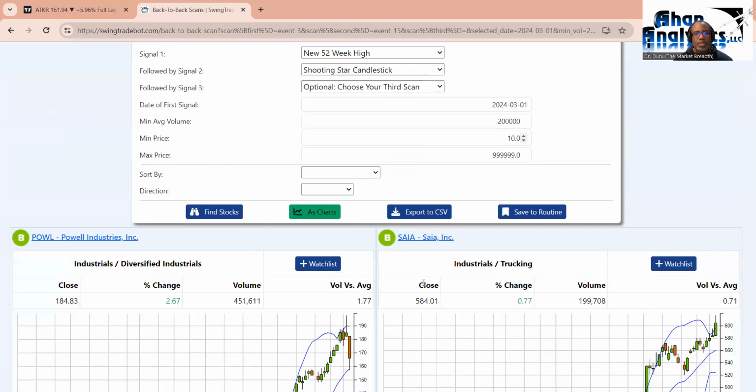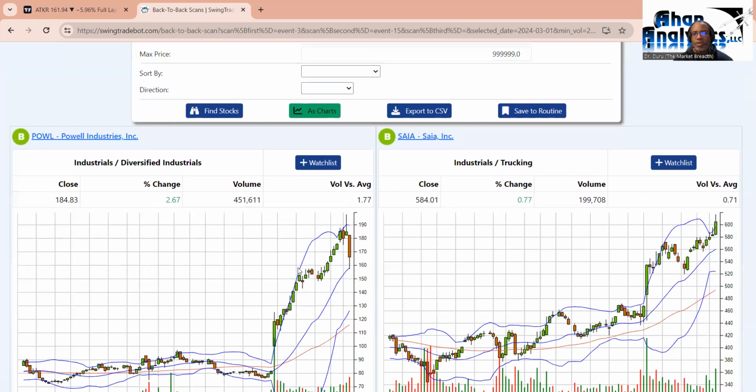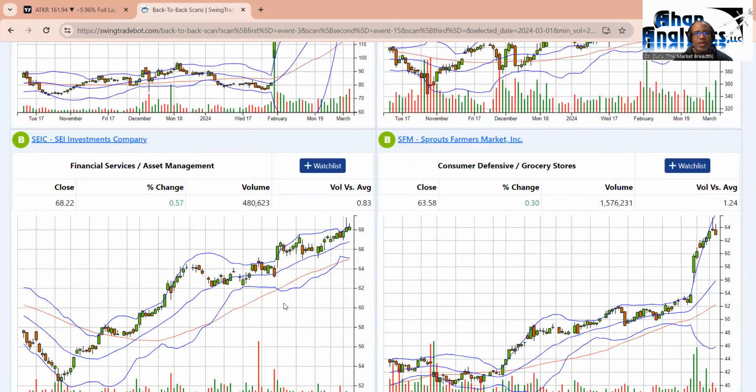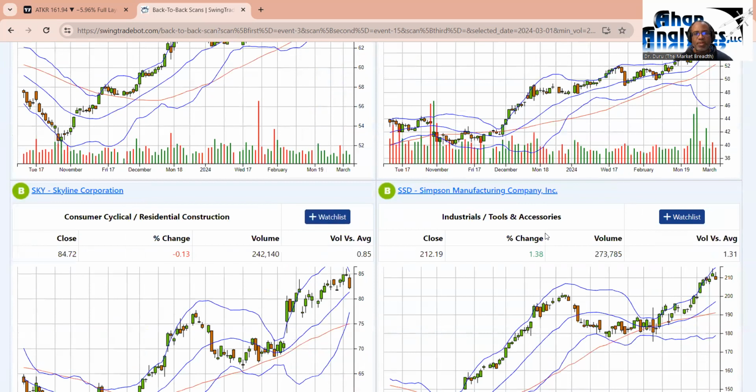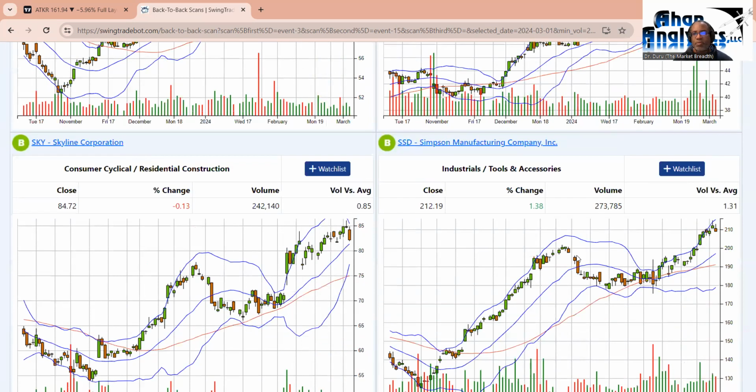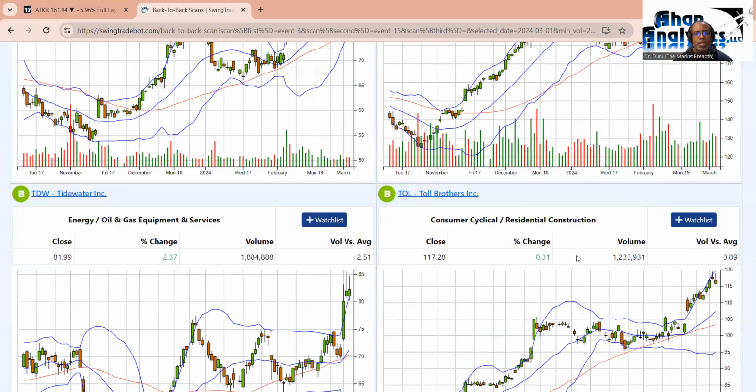Let's finish this up. You can see there's Powell. SAIA, not only did it not confirm, but it created another breakout. You can see this Bollinger Band squeeze here. It made a breakout above that, so that's a very bullish move. SEIC did not confirm. Sprouts Farmers Market did confirm. That's actually pretty interesting because there's a lot of room here to go to test support at the 20-day moving average. Skyline confirmed. SSD confirmed.